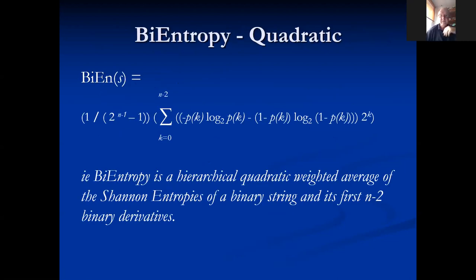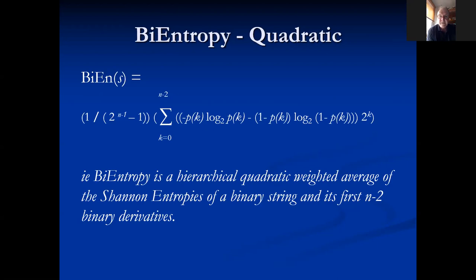So there it is in all its glory. Looking at the right, it's a sum from k equals 0 to n minus 2, for all n minus 2 derivatives of the Shannon entropies of the binary derivatives. And the term at the left just makes the summation run between 0 and 1.